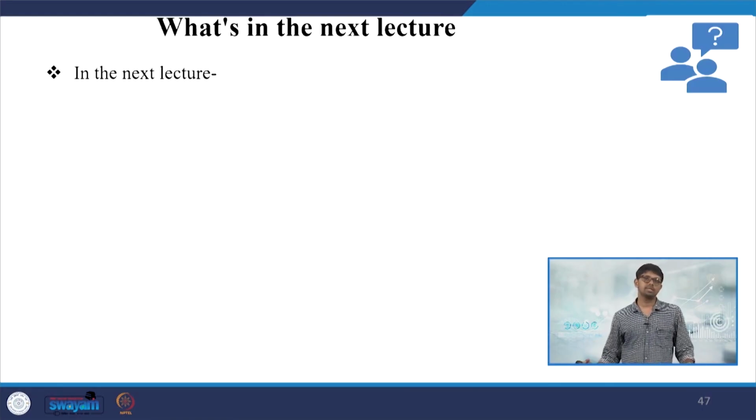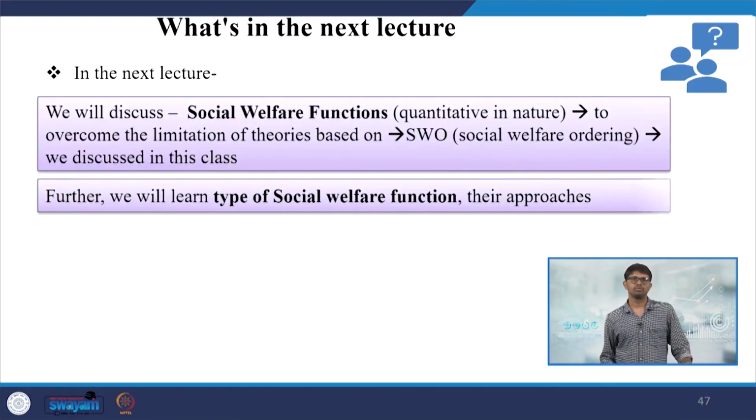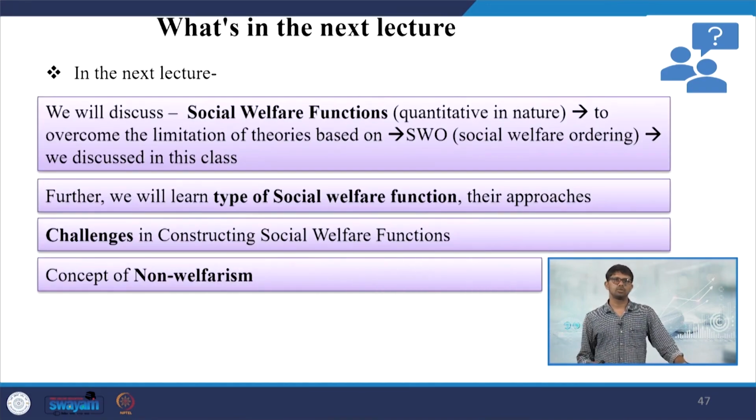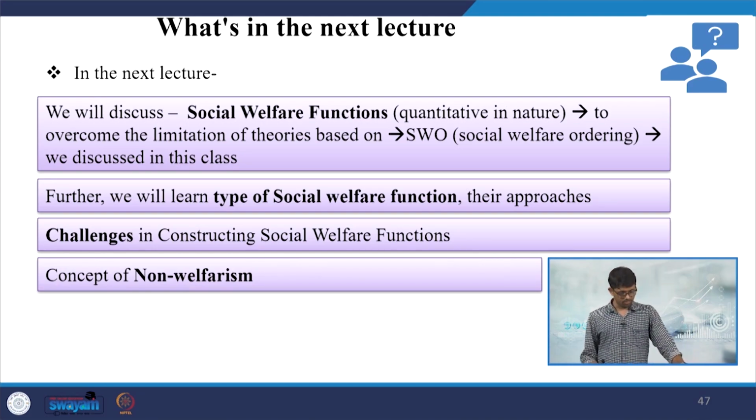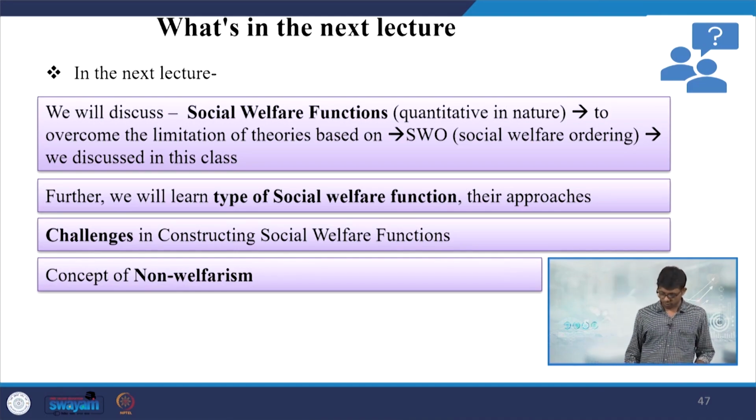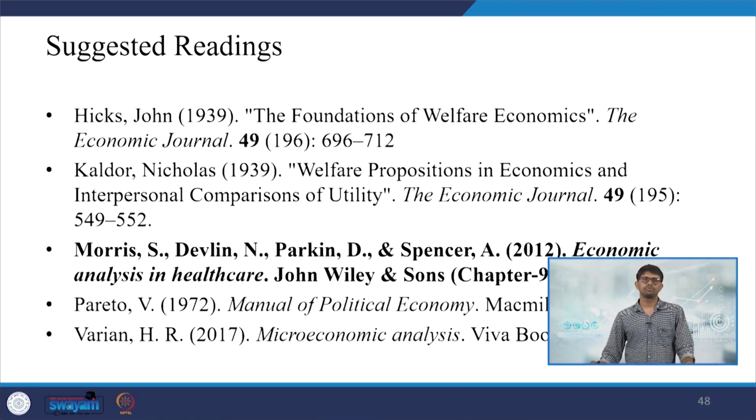So, what is there in the next lecture is on non-welfare approach. We will discuss social welfare function, quantitative in nature. To overcome the limitation of these theories based on social welfare ordering, we will be emphasizing the concept of non-welfarism, and will basically identify types of social welfare function and their challenges in constructing social welfare. So, largely the concept of non-welfarism will be discussed. These are the suggested reading. The bold one is the most highlighted one. You can refer for more clarifications.